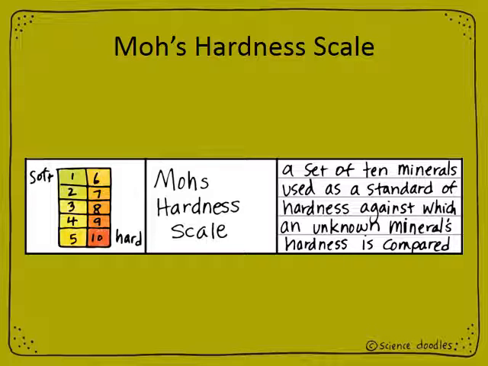And then lastly, we have the Mohs hardness scale. So this is what I was talking about with the glass and the quartz. It's a set of 10 minerals used as a standard of hardness against which an unknown mineral's hardness is compared. So again, we would take our mineral and we're trying to figure out what it is. We would scratch it against different substances. And if it scratched the substance, then we know it's higher on the scale than what it scratched. If it doesn't scratch the other substance, then it's lower. Okay. So I believe glass is about a 5, 5.5. So if we have a substance and it scratches glass, then it's going to be on the higher end of the scale. But if we scratch the glass and it doesn't get scratched, then it's going to be on the lower end of the scale.